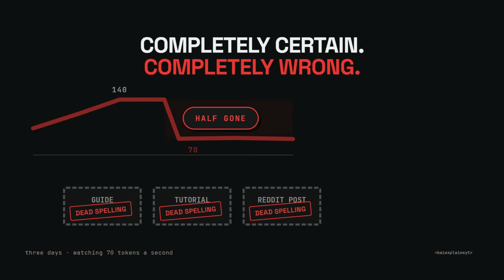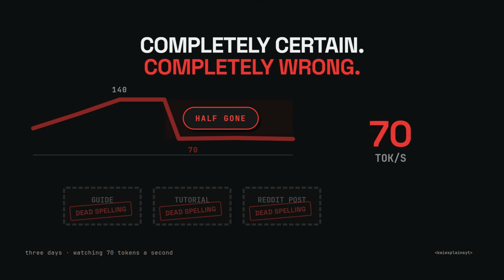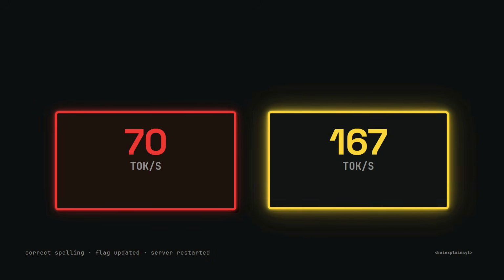I was, for 3 days, watching 70 tokens a second like it was fine. When I finally found the correct spelling, updated the flag, and restarted the server, the number jumped. And I had the specific experience of feeling both happy and deeply annoyed at the same time, which I think anyone who has debugged a configuration problem for 3 days will recognize. Fix the word. Switch it on. The rest is a dial.